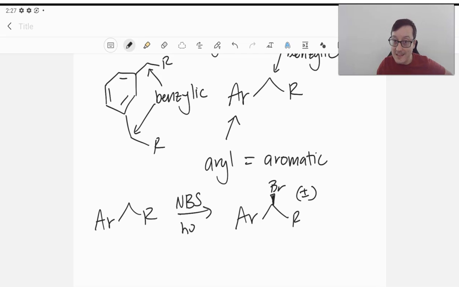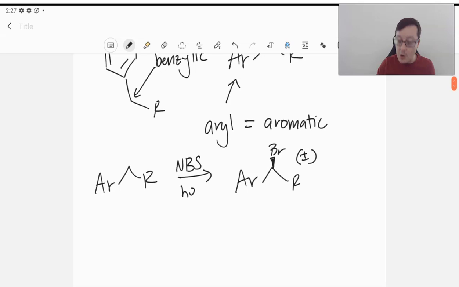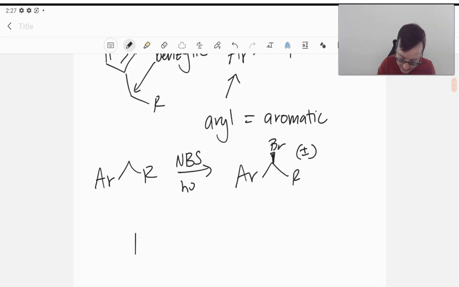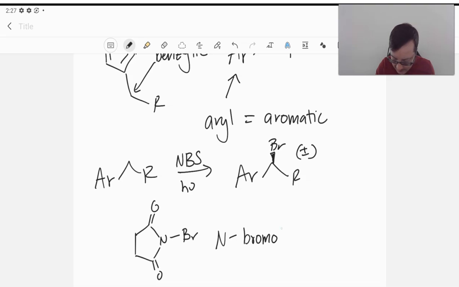So NBS will selectively brominate a benzylic position over any other. Remember that NBS is the following compound. It's N-bromosuccinimide. That's what NBS stands for. And remember, this is a radical process, so we will undergo a radical reaction. You can review the mechanism from last semester, but the mechanism is not terribly important here. Suffice it to say that you can use NBS to selectively brominate.